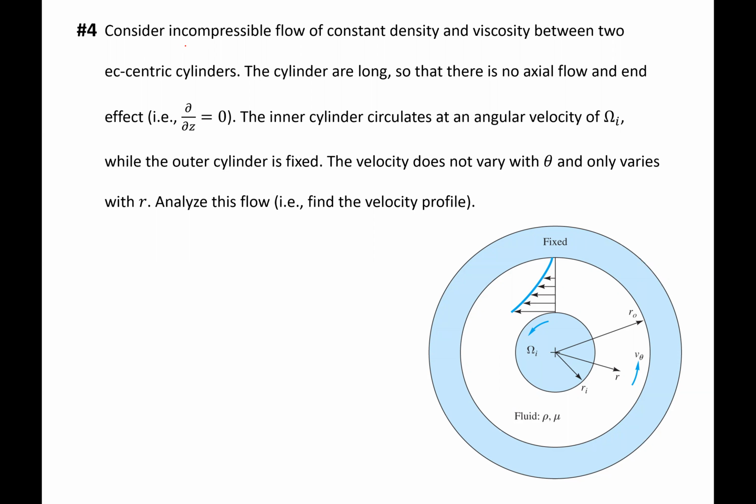It says, consider incompressible flow. So flow is incompressible, and you know the meaning of incompressible. That means rho, or density, is constant. So that's the first thing that we know.